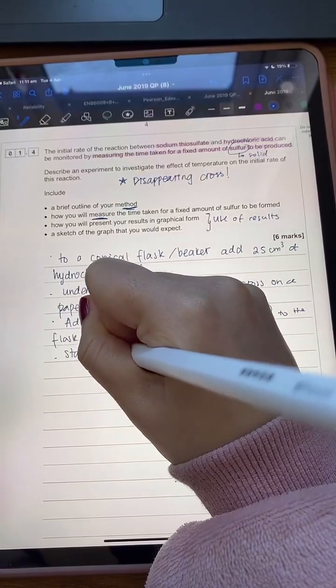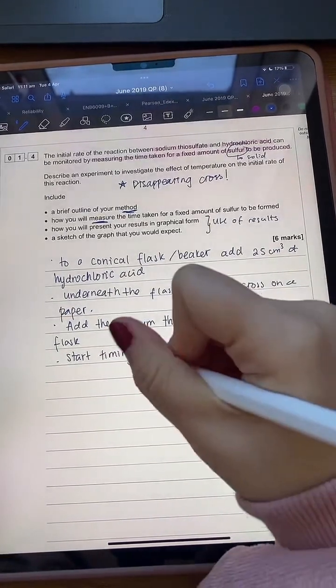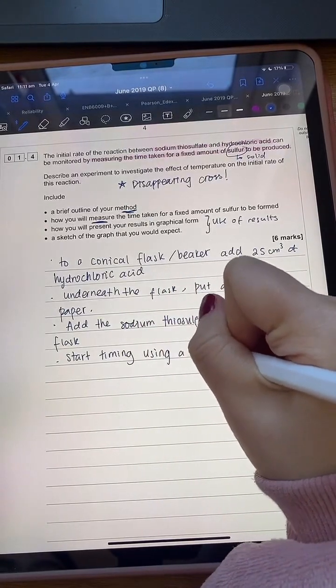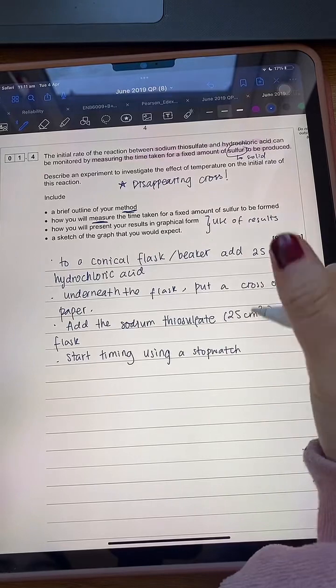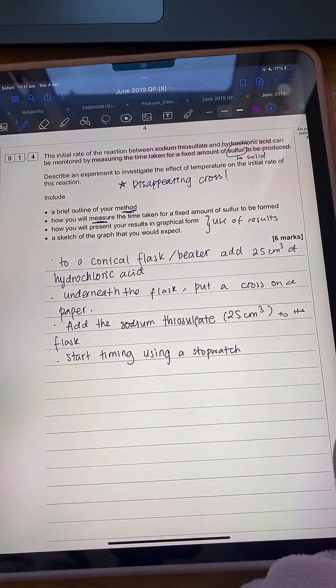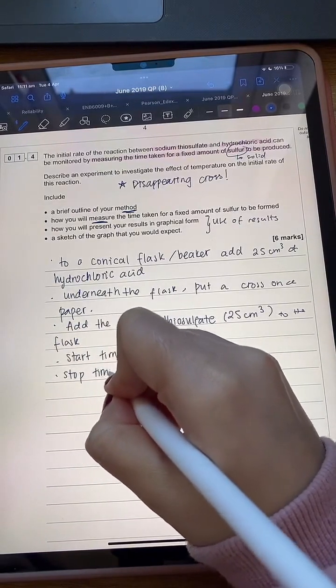We need to time using a stopwatch, so using a stopwatch. Why did I say that? Because it asks here how you will measure the time taken. So you can start timing using a stopwatch. Stop timing when cross disappears.